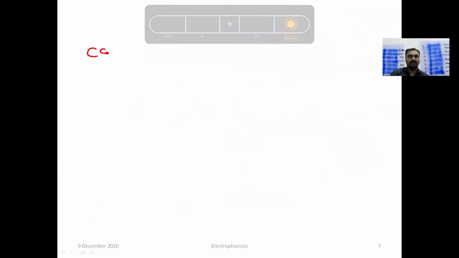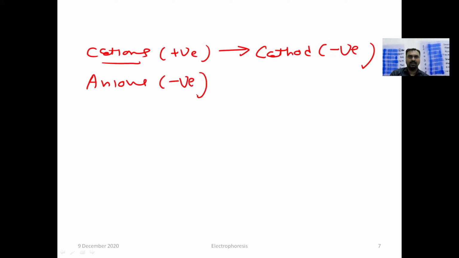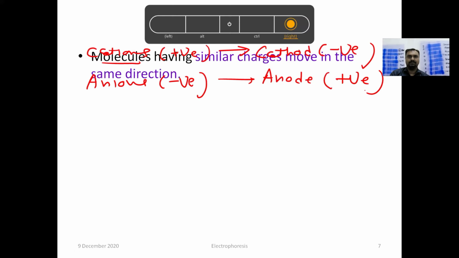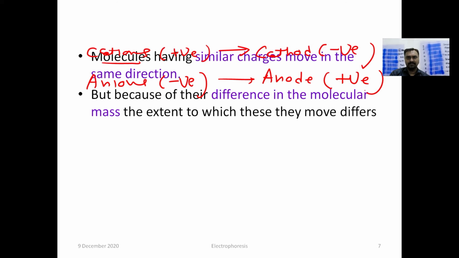Remember again, cations, which are positively charged ions, will move towards the cathode, which is the negative electrode, while anions, which are negatively charged molecules, will move towards the anode, which is positively charged, right? So molecules having a similar charge will move in the same direction. All the negatively charged molecules will move towards the positively charged electrode, that is the anode.